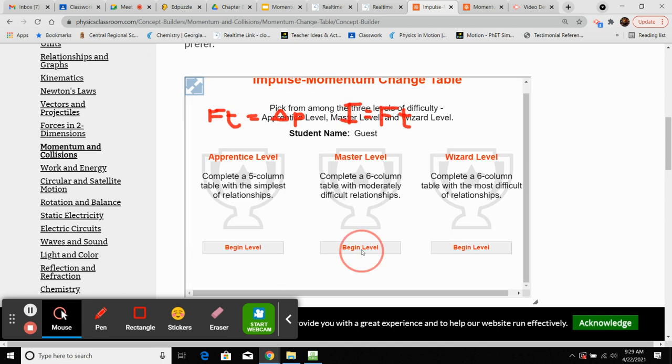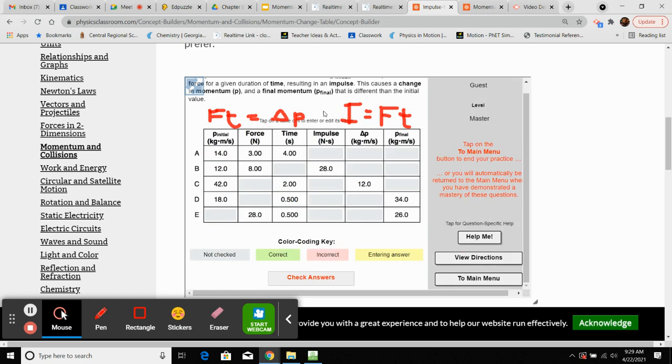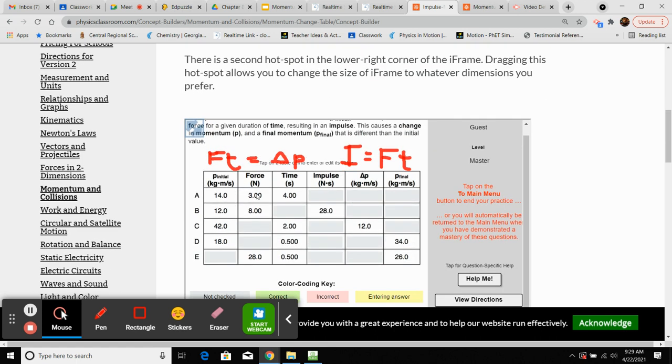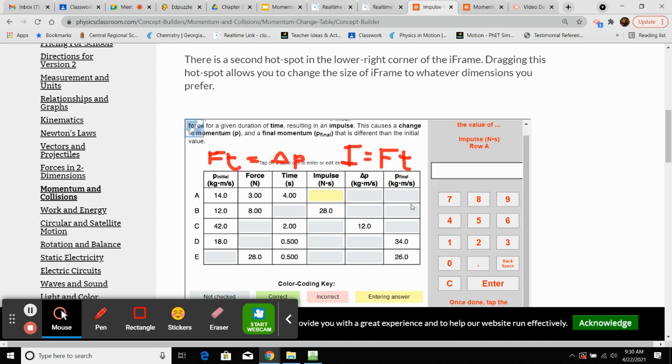Now if we take a quick peek at this one here. Okay, so now an object is going to have an initial momentum, so that affects how we figure out what the final is. All right, so let's rock through this. Force times time gives me my impulse. So what's 3 times 4? If I know that my impulse is 12, what does my change in momentum have to be? 12. Okay, so if I'm changing my momentum by a positive 12, and I was originally at 14, what would my final momentum be? What do you think we would do with this?